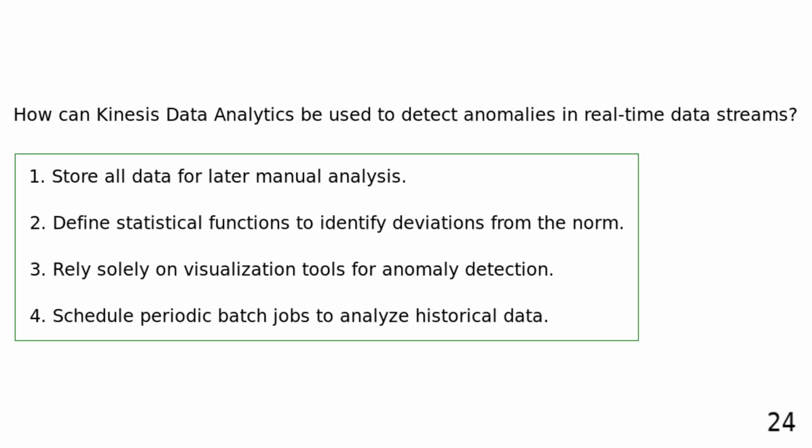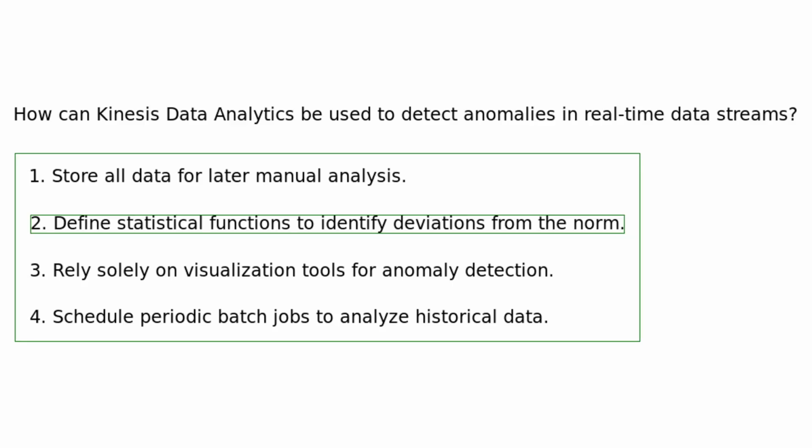How can Kinesis data analytics be used to detect anomalies in real-time data streams? Store all data for later manual analysis. Define statistical functions to identify deviations from the norm. Rely solely on visualization tools for anomaly detection. Schedule periodic batch jobs to analyze historical data. Kinesis data analytics allows you to define statistical functions within your SQL queries to detect anomalies in real-time data streams.